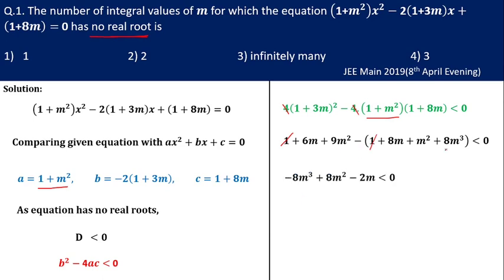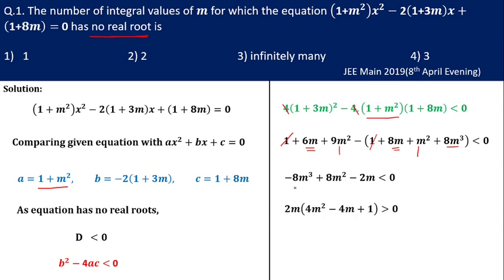Now in the next step, one can cancel these 1 and simplify this as something like, look at this one. This is minus 8m cube. I have written this term. Further, we have written 9m square minus m square, that is 8m square. And then the last term is 6m minus 8m, that is minus 2m, less than 0.